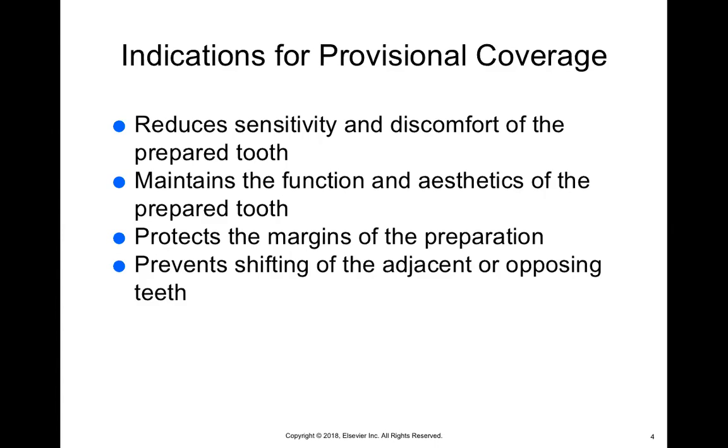It prevents shifting of the adjacent or opposing teeth. Adjacent teeth are teeth that are next to, and opposing teeth are teeth that are opposite, so top versus bottom. Again, if you think back to how much of the tooth structure is shaved down for a crown or a bridge, your teeth are not going to have the contacts anymore. They're not going to be touching once you've shaved down that tooth. So you need to place something there so the teeth that are not shaved don't feel like they can shift into that space.